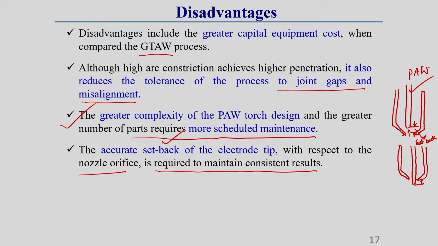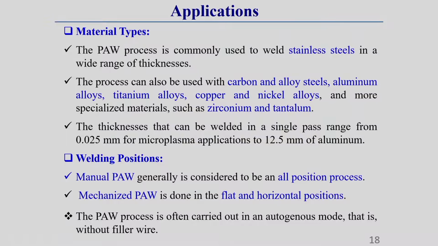If this setback is not proper, then your result will be erroneous. Now, this welding process has various types of application. Generally, the plasma arc welding process is commonly used for stainless steel material with various ranges of thickness. It can also be used for carbon steel, alloy steel, aluminum alloy, titanium alloy, copper alloy, nickel alloy, and some specialized materials like zirconium and tantalum, which are very difficult to weld by other conventional welding processes, but by this welding process we can easily weld them.